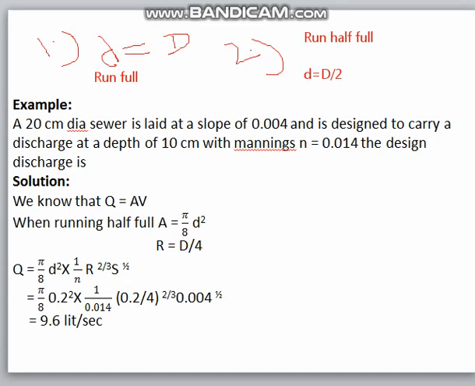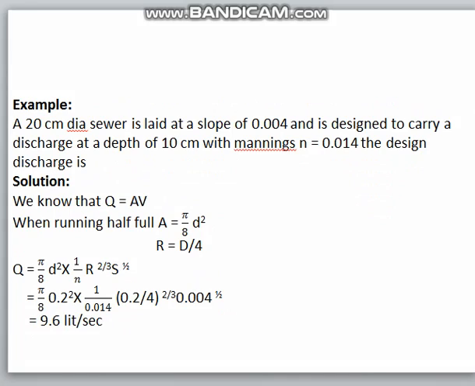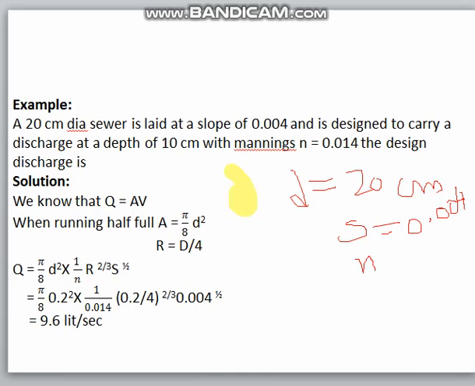A 20 centimeter diameter sewer is laid at a slope of 0.004 and is designed to carry a discharge at a depth of 10 centimeter, with Manning's coefficient n equal to 0.014. The design discharge is? In the given data, the diameter of the sewer is 20 centimeters, the slope is 0.004, and Manning's coefficient is 0.014. The depth of flow is also given as 10 centimeters.